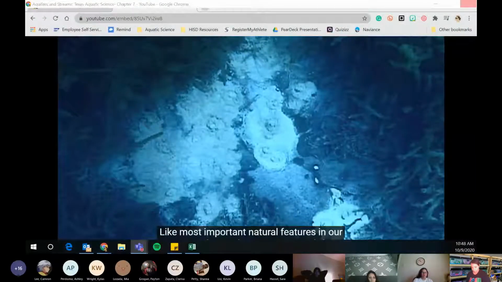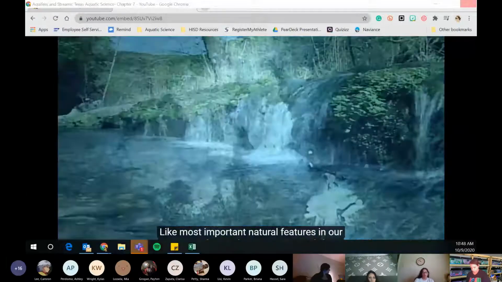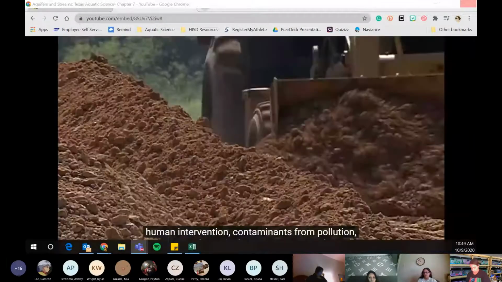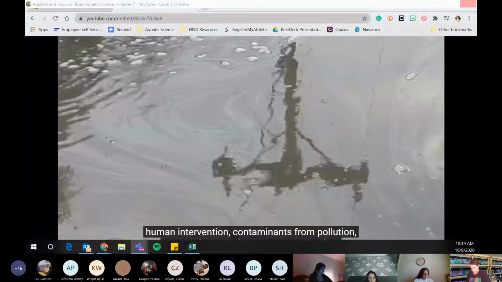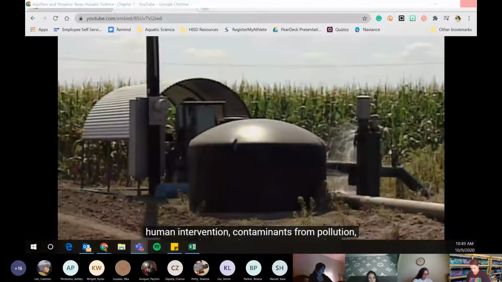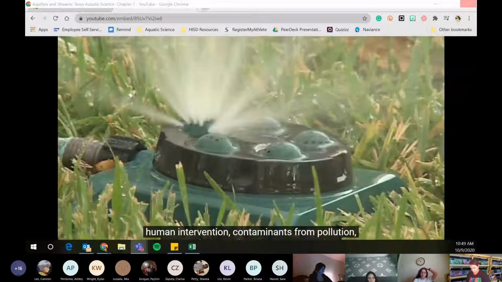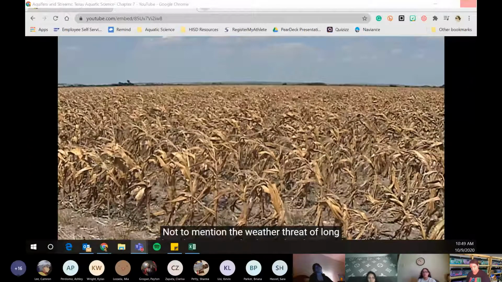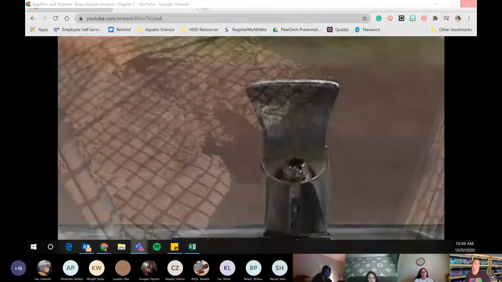Like most important natural features in our state, aquifers and springs are at risk from human intervention, contaminants from pollution, overuse by agriculture, and our own neglect to conserve water, not to mention the threat of long droughts in Texas that have already caused many of our springs to stop flowing. We just need to be water wise.